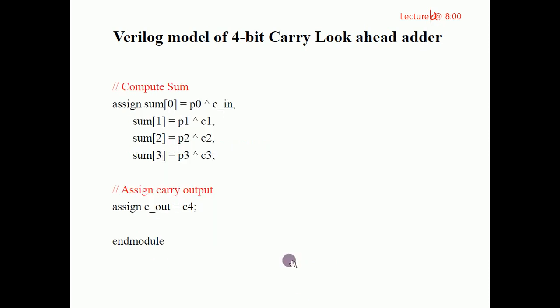Next, the sum expression is just given by propagate XORed with Cin, propagate XORed with C1, C2, and C3 for the respective bits of the sum expression. P is nothing but propagate. Propagate is given by again A XORed with B. So it's as good as writing A XORed with B XORed with Cin. Now at the final, don't forget Cout should be assigned with C4, because C4 will be having the carry out value that should be assigned to Cout. So this completes your code.